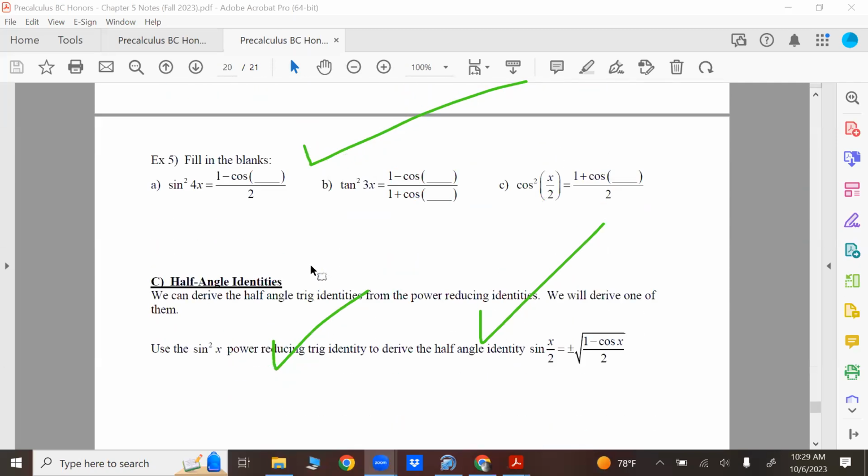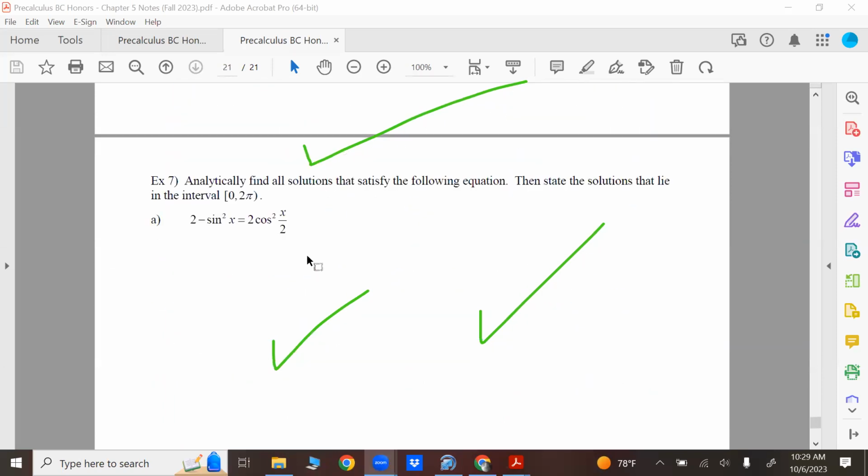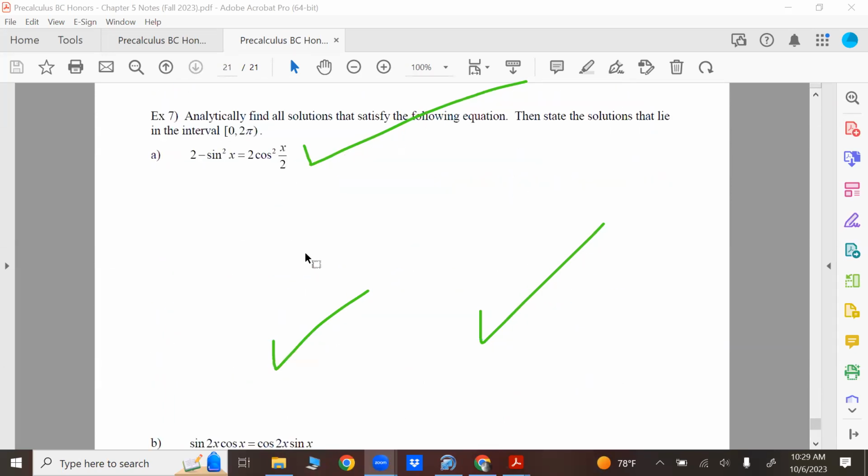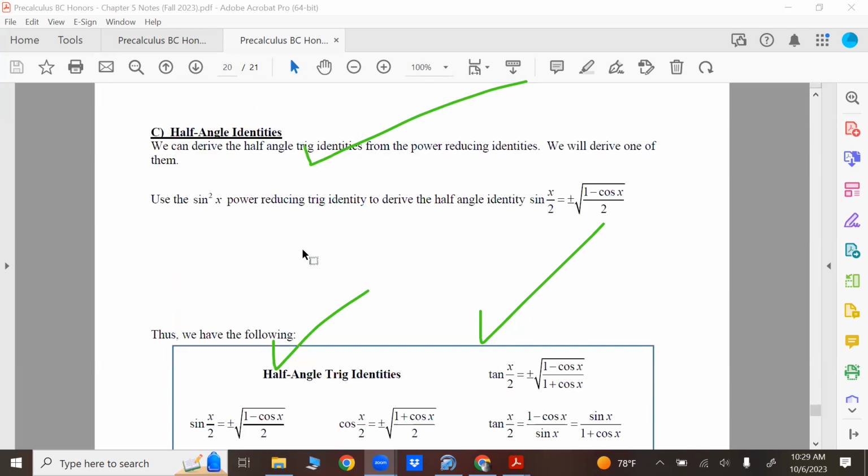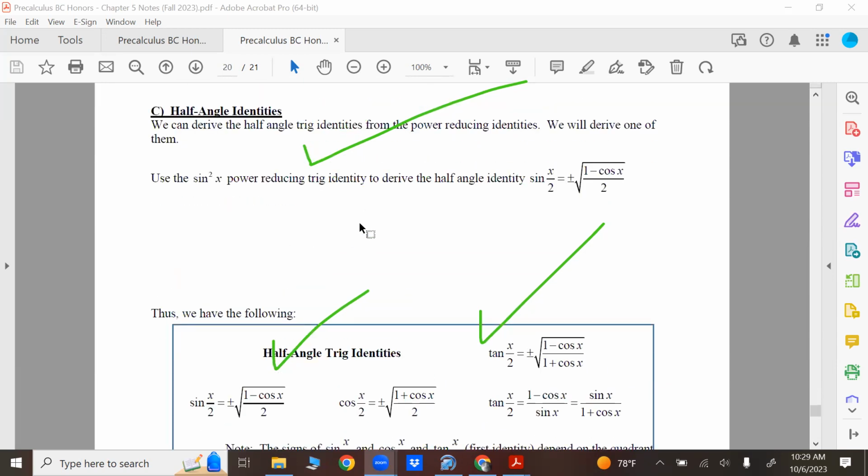Okay, so let's jump to page 20, guys. Good. I feel much better about this now. Okay, so we totally could be done today. All right, let's go to half angle identities.